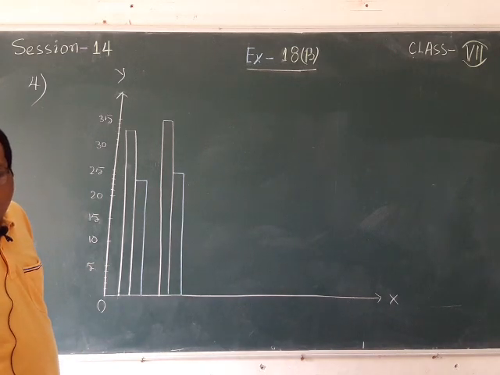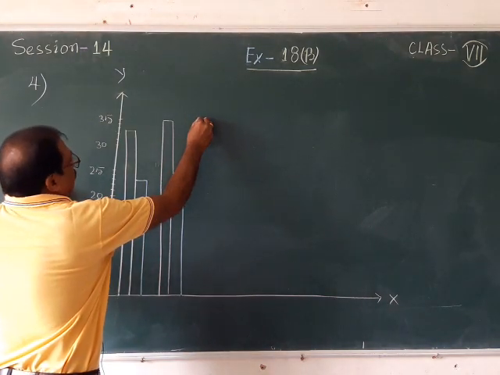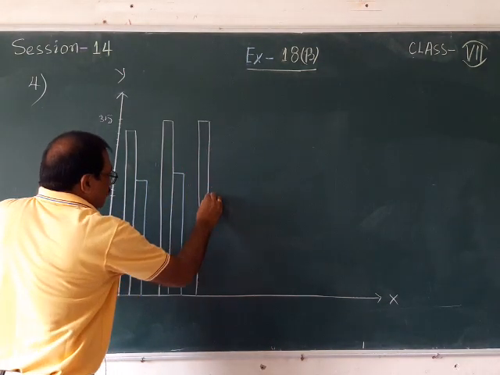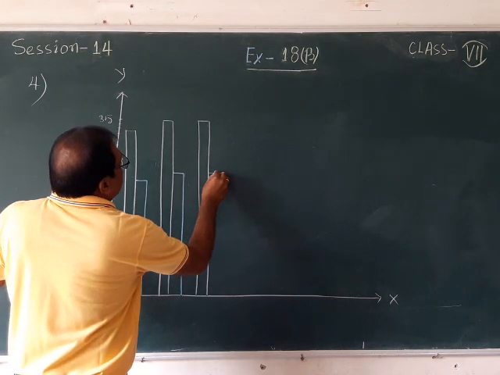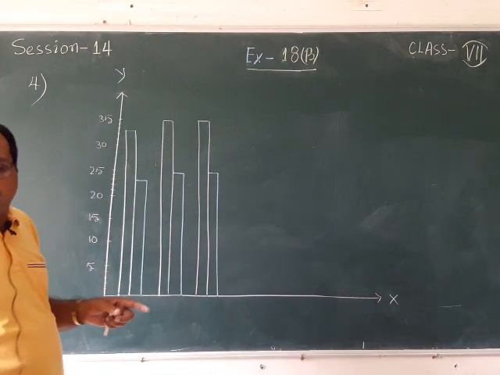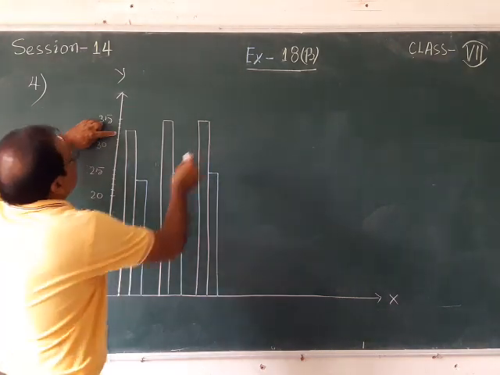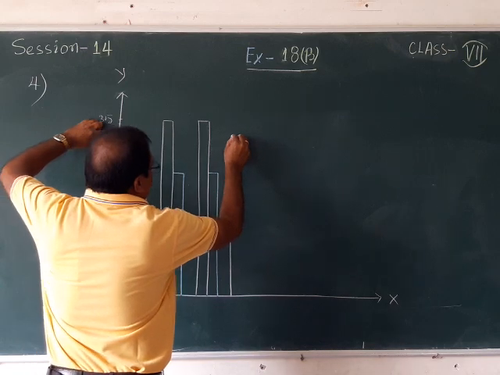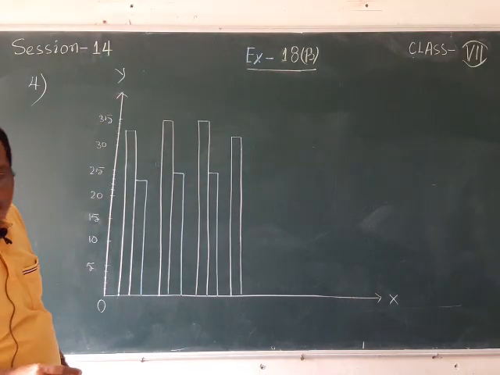Now after doing it, 35 and again 25. Once again I am going to draw for 35, and then again 25. This is for 25, 35 and 25 once again, and then 32.5 and 27.5. Once again there is 32.5, so I am going to draw it. This is 32.5 and then 27.5.